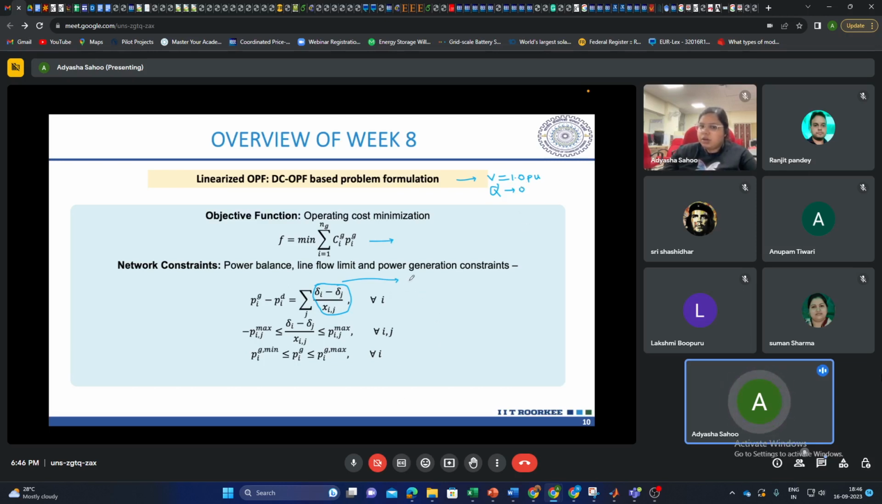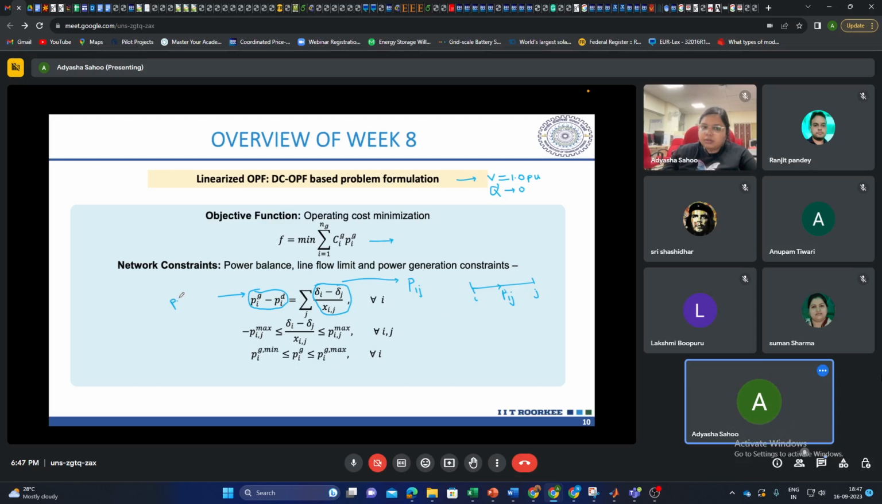Basically, this will give the power flowing, no? Pij in the line connected between bus I and bus J. The power flowing will be Pij, which is given by delta I, that is voltage angle at this bus, minus delta J, voltage angle at this bus, divided by the reactance of the line. So this Pgi minus Pdi is basically the injected power, right?